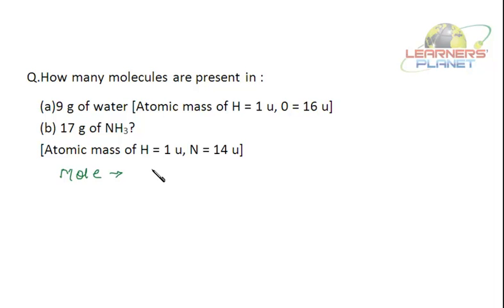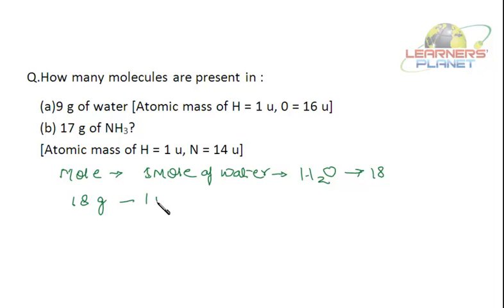So if I take 1 mole of water, what will be its weight? This 1 mole will have the mass equal to its gram molecular mass. The formula is H2O, and what will be the gram molecular mass of it? 18. Now 18 grams of water makes how many moles? 1 mole. So how many moles will be there in 9 gram of water? It will be 1 by 18 into 9, or we can say it is half, 1 by 2 mole.